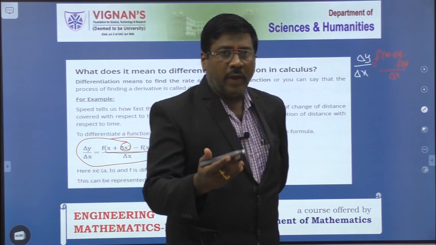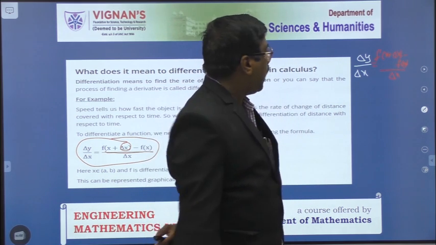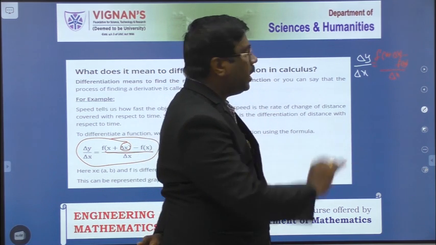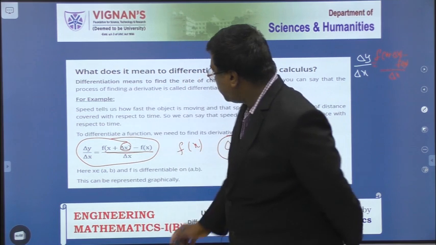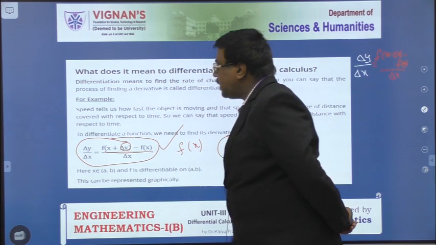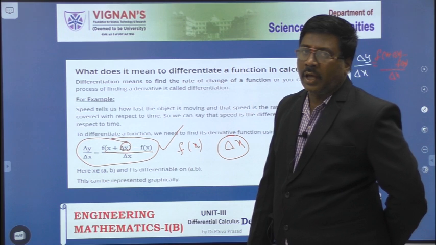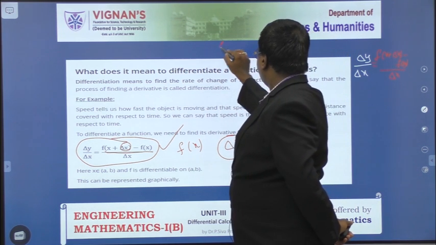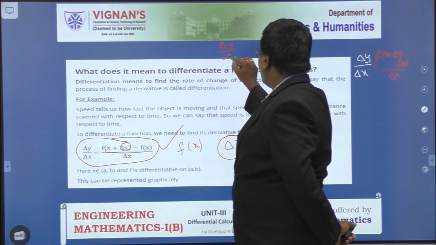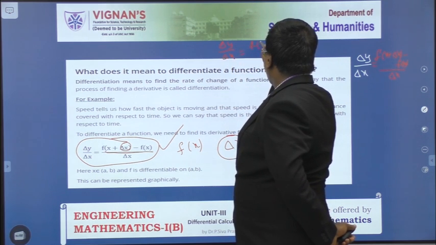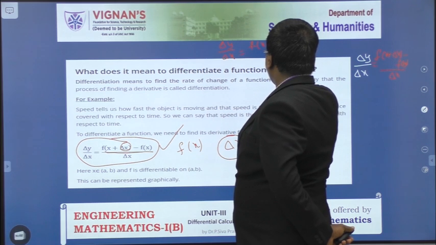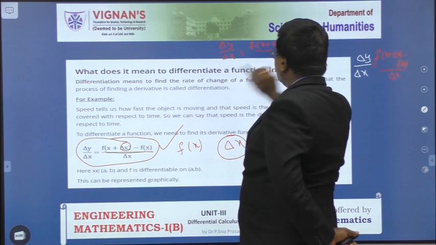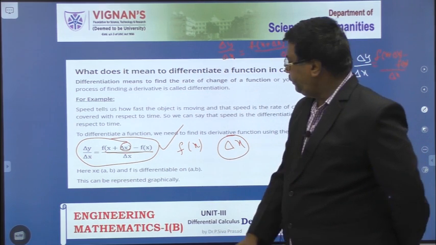Wherever the value of x is to be changed along with the y also, the change you have to consider as delta x only. So please all of you see this. This can be treated as the rate of change: delta y by delta x is equal to f of x plus delta x minus f of x, by delta x. All of you catch your point.